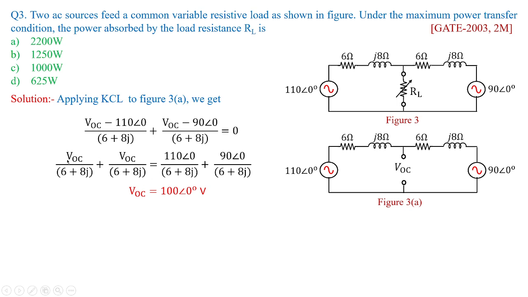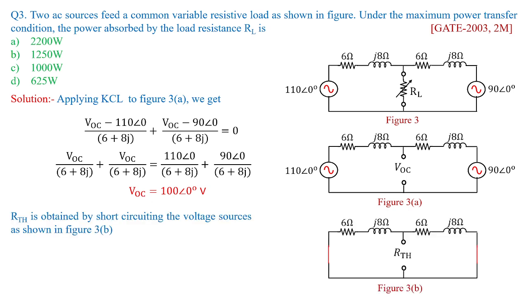Then this multiplied with 2 becomes 2 times VOC, and 110 plus 90 becomes 200. So 2 cancelling out, 200 becomes 100. So that is the value of voltage that we obtained from figure 3a.